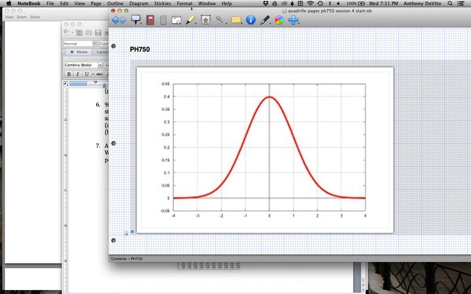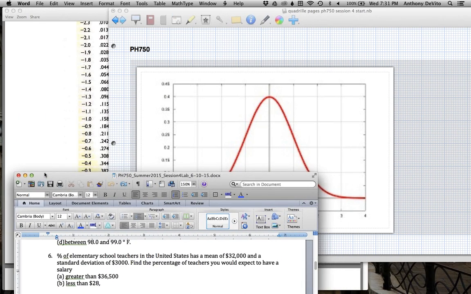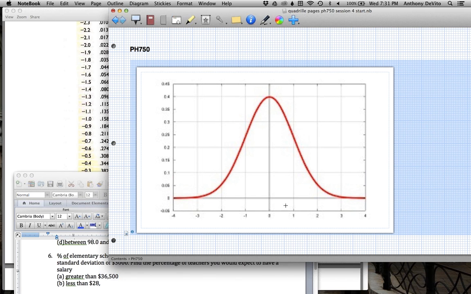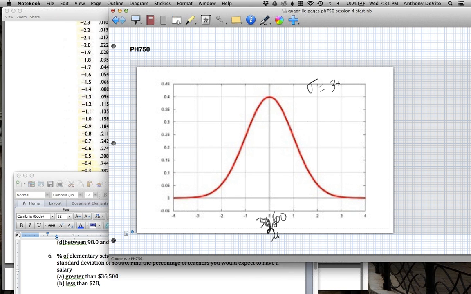So the mean, okay, I'm going to ask you guys to help me out with this so that I get this right. The mean was $36,500. 36,500 was the mean. 33,000. See, I got a 32. 32, I got it wrong already. And the standard deviation was how much? Yeah, 3,000. Okay, it's 3,000.